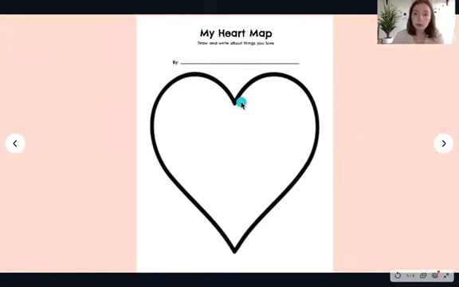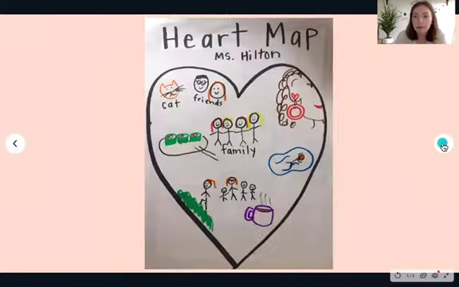And we're going to brainstorm with our heart map. You should have a heart map like this in your purple home learning folder. You can pause the video to go look for your heart map. If you can't find your heart map, you can make one like I made mine. I just drew a big heart on a piece of paper and I made my own heart map.